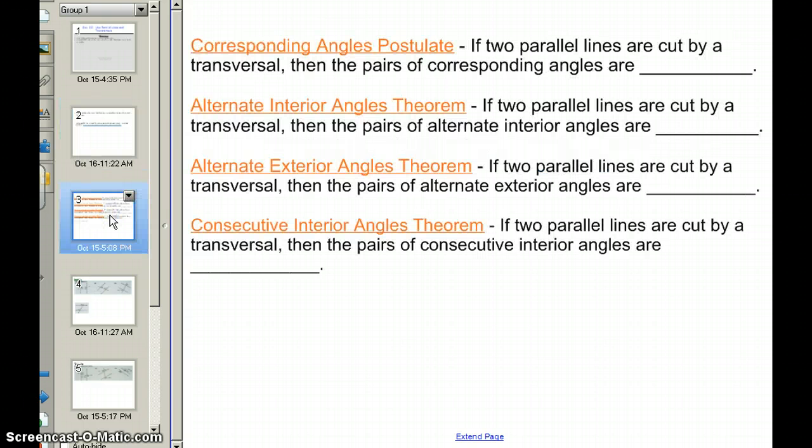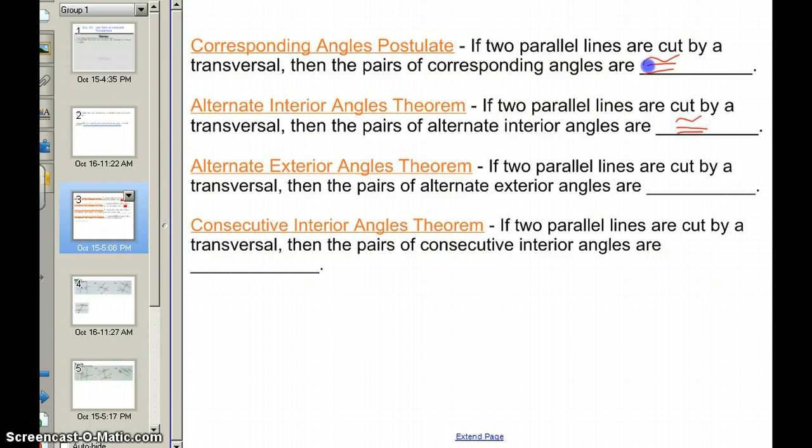The corresponding angles postulate says if two parallel lines are cut by a transversal, then the pairs of corresponding angles, looking at that drawing, are congruent to each other. If you want to write the word or the symbol, I don't care. Alternate interior angles theorem: if two parallel lines are cut by a transversal, then the pairs of alternate interior angles are congruent to each other.